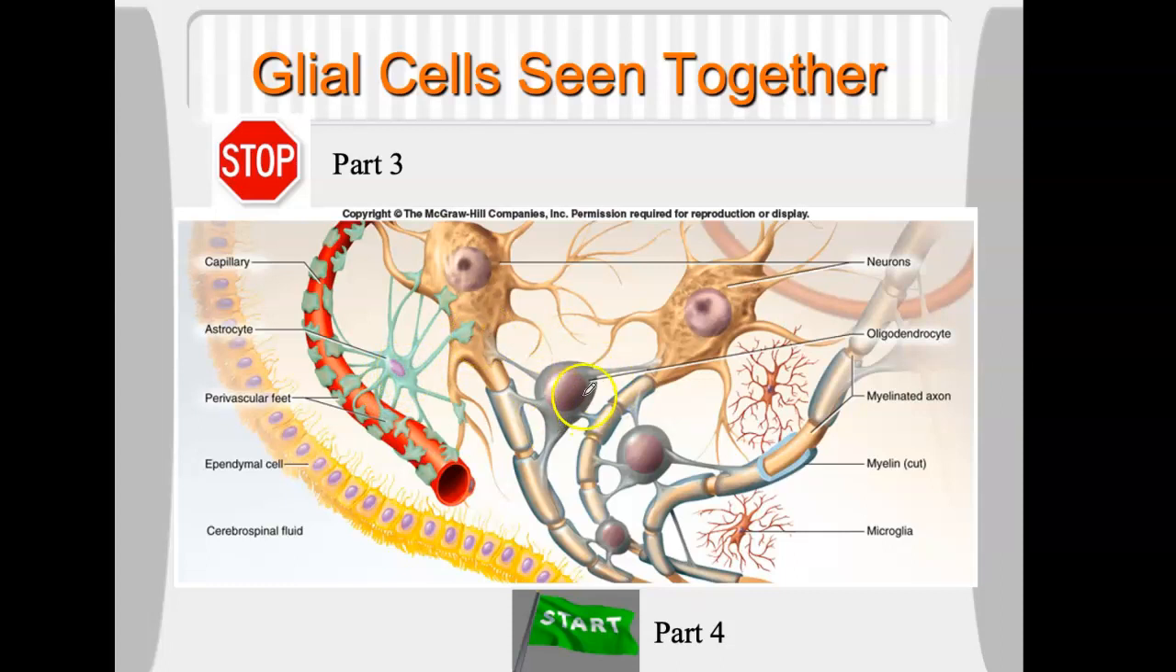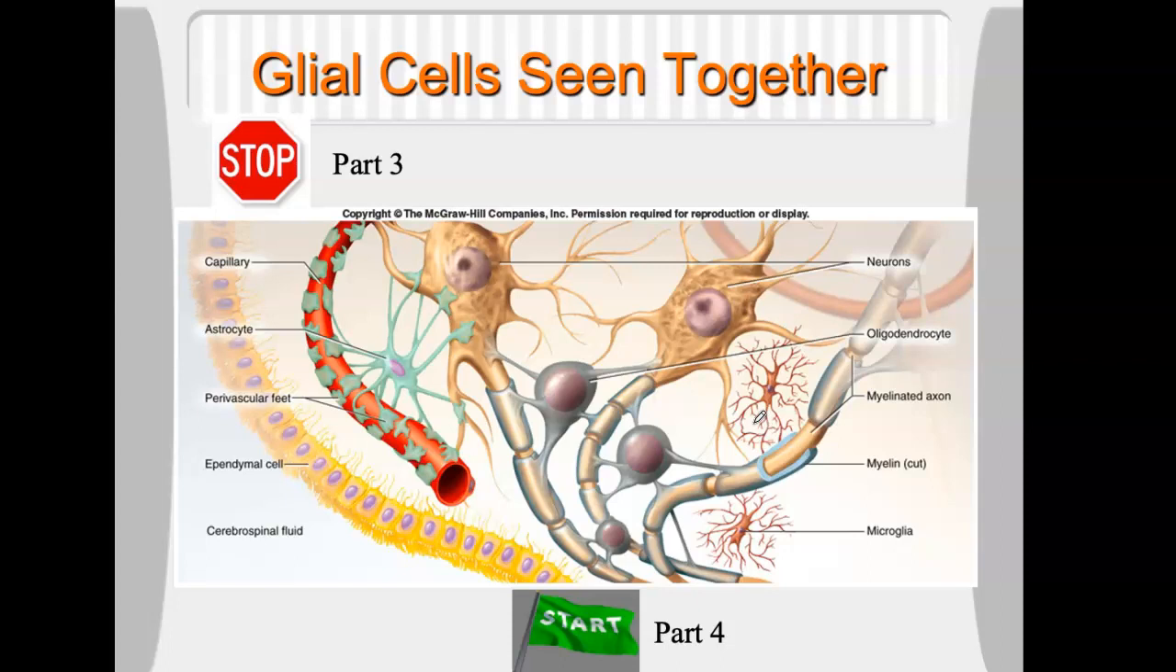Here's an oligodendrocyte, and it's going to wrap around, forming the myelin sheath with spaces in between that are the nodes of Ranvier. And then also visible here are the microglial cells, which are the cleanup cells. And they're going to be mopping up any excess potassium or neurotransmitter that's still in that vicinity.